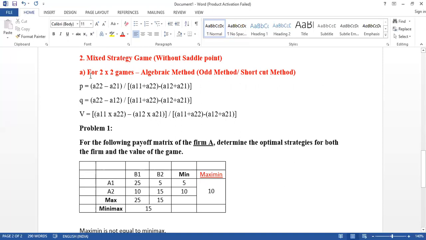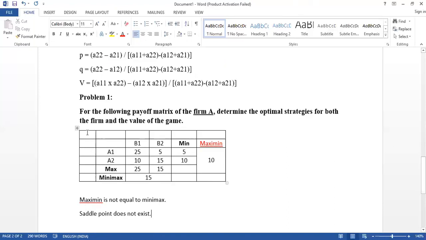In mixed strategy game, it is 2 cross 2 because both the companies have 2 strategies. So the method we will apply is algebraic method. Now for algebraic method, what we need to do is, see, I have added one more row on the top and one more column in the beginning. This row or column is for the probabilities. Now I have considered that A1 will have probability P.